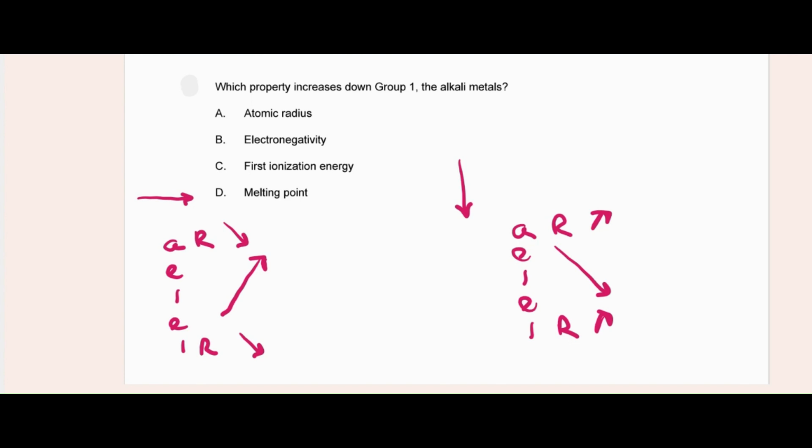So which property increases down group 1? Well, that will be either atomic radius or ionic radius. So that will be A.